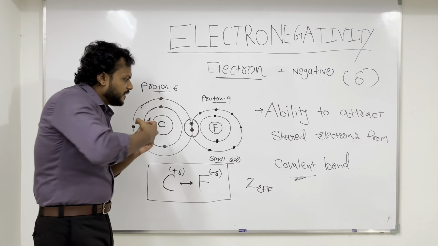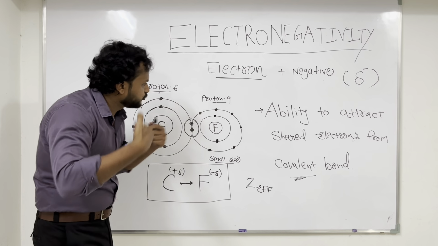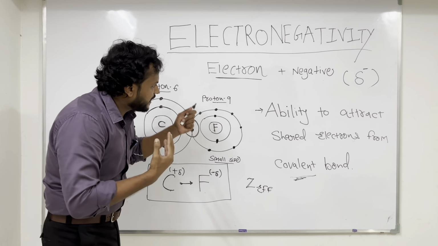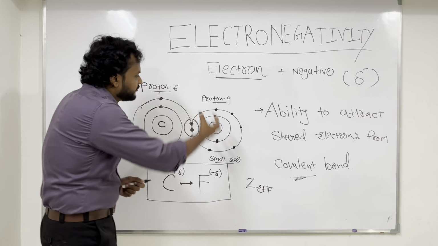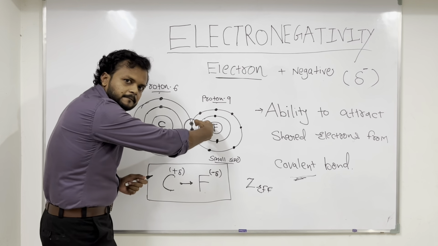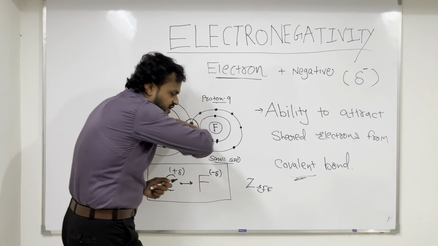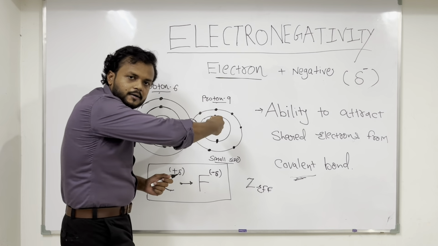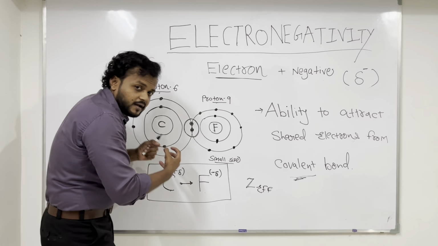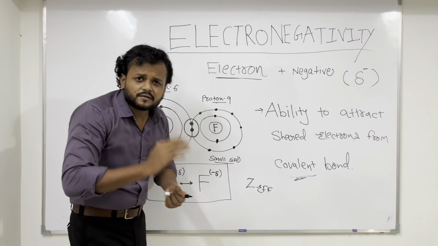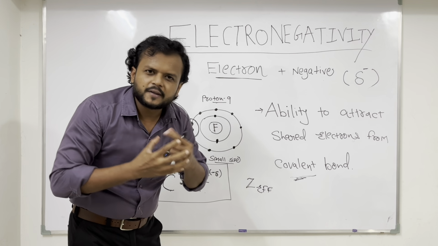Now who will attract the negative electrons? Who has a more positive charge? So obviously the fluorine atom has more protons, more effective positive charge. That is why this fluorine atom is going to attract and pull the shared electrons from the covalent bond, and carbon is being electron deficient, so it will have a positive charge. The second concept is size, atomic size, atomic radius.